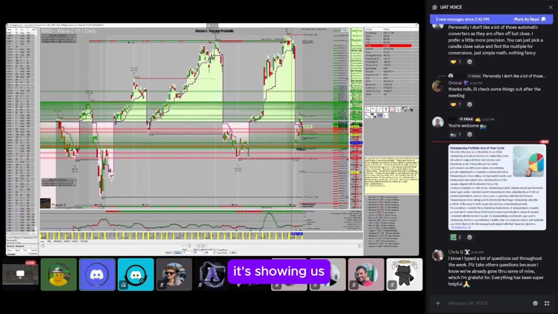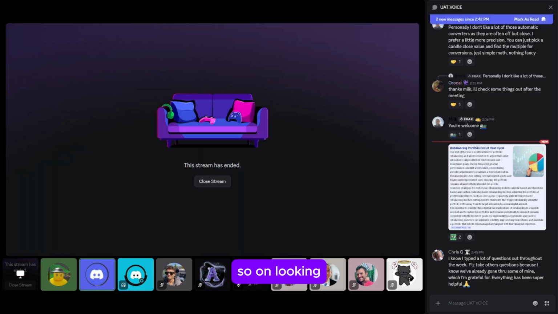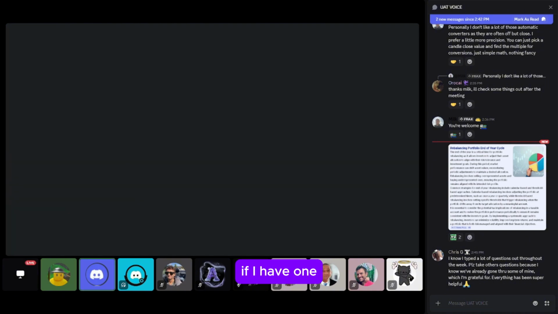What it's showing us, when we look to the left, is how many attempts the bulls have made to get above the vector, not that it has to repeat. Once above the vector, they'll try to get above the pivot, and the system makes a decision when it gets above the pivot. Let's see if I have one.